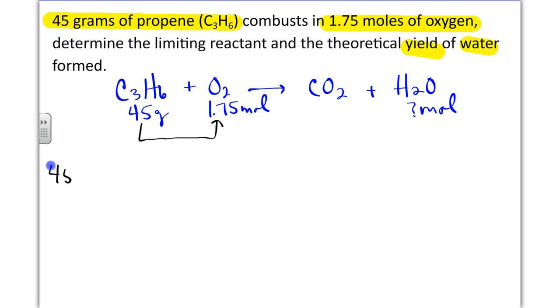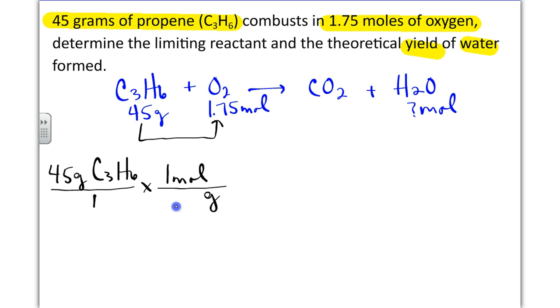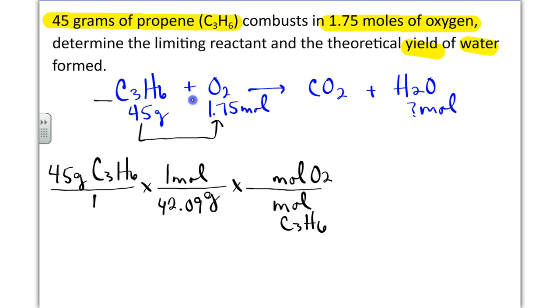So we'll put 45 grams of propene, C3H6, over 1. Bring down grams of propene, and we're going to go to a mole. Go to the periodic table, and that's 42.09 grams. Now, this is where stoichiometry actually occurs. We're going to do a mole-to-mole ratio of propene to oxygen. And again, we need to have a balanced equation first, which we don't have yet. So let's go ahead and balance this equation.